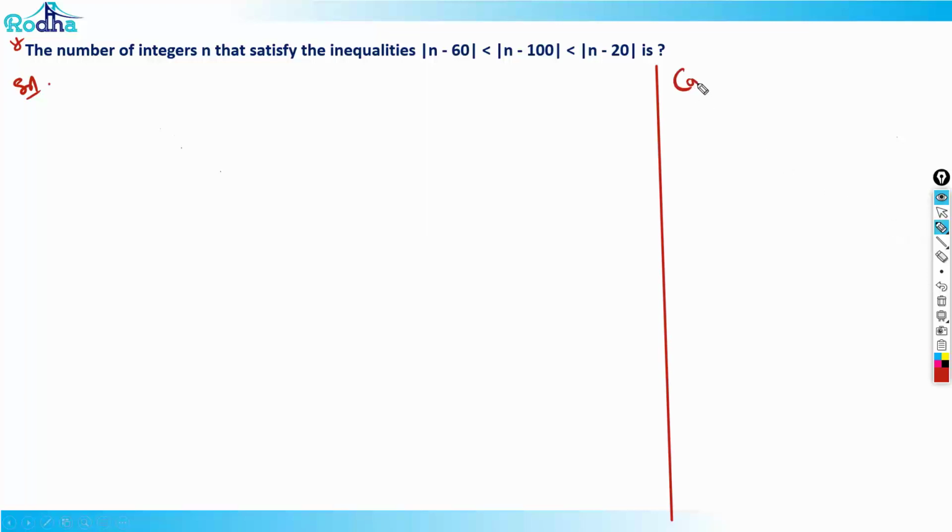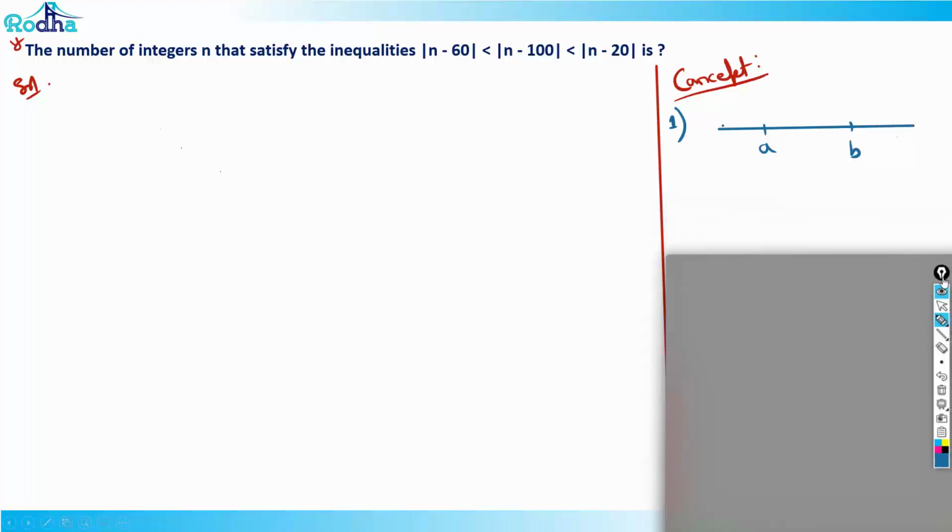What concept should we use for such a question? Look at the concept behind such a question. This question says modulus, a modulus inequality. So the first concept being used here is, let's say there's a number line, and this number line has 2 points, A and B. Let's say this point is A, this point is B.